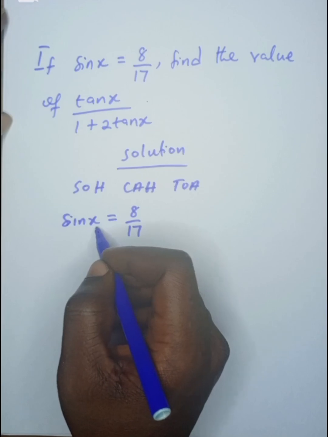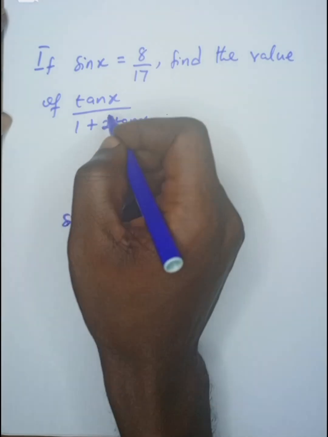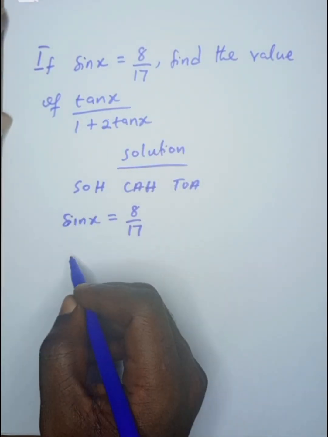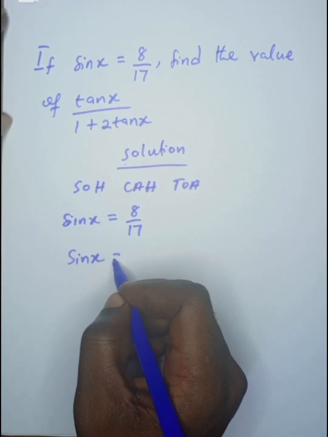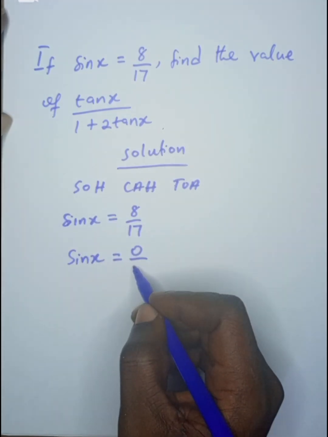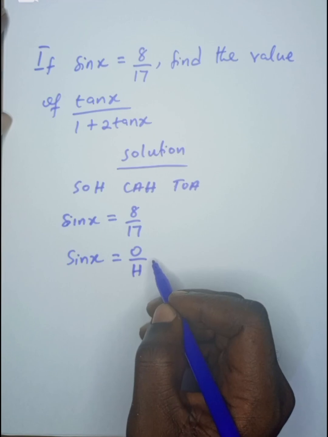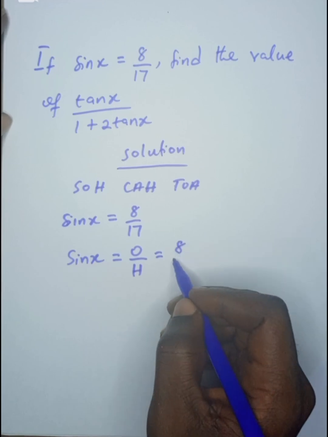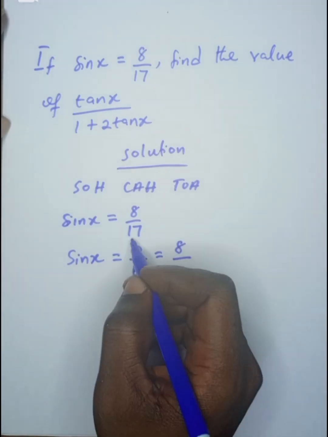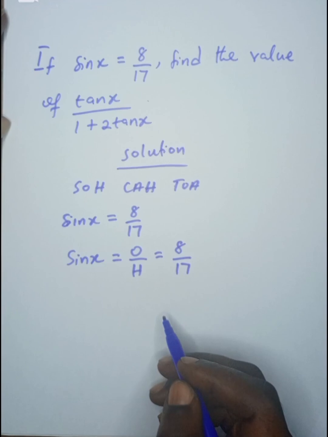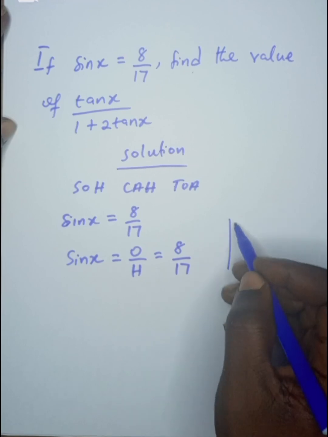So this means that the unknown angle is the x. So according to the trig ratio, we have sine x is equal to opposite, which is the O, over the hypotenuse, which is h. And according to the information in the question, the opposite is the numerator, which is the 8, all over the hypotenuse is 17. So this information is going to help us to sketch a right angle triangle. So let me sketch the right angle triangle.